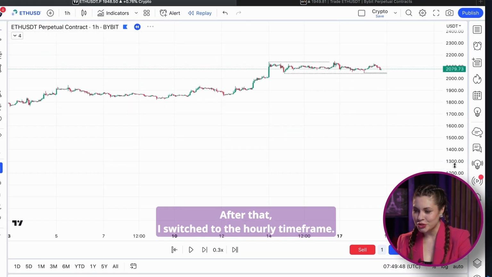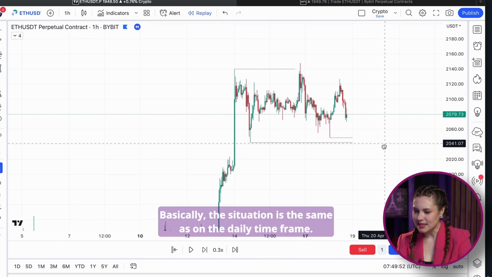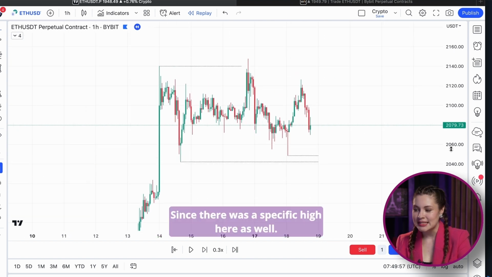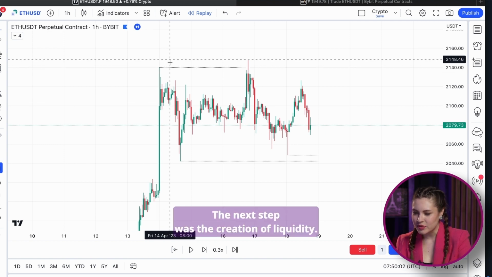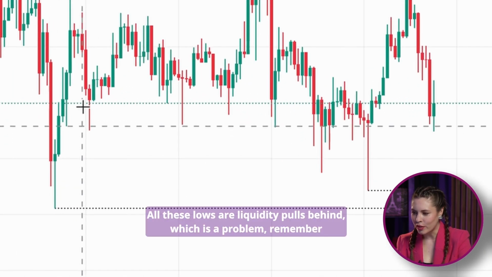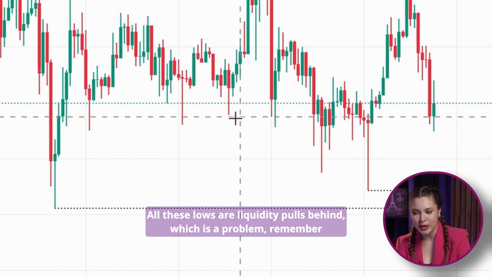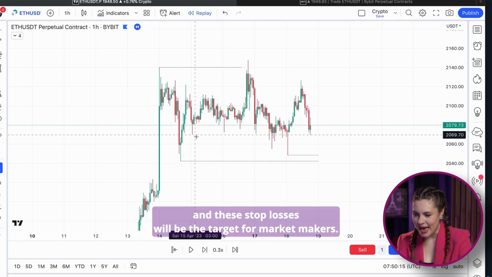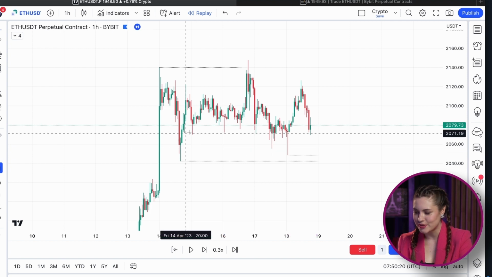After that, I switched to the hourly time frame. There was a flat. Basically, the situation is the same as on the daily time frame, since there was a specific high here as well. The next step was the creation of liquidity. All these lows are liquidity pools, behind which, as you probably remember, there is a large cluster of buyers' stop losses. And these stop losses will be the target for market makers.